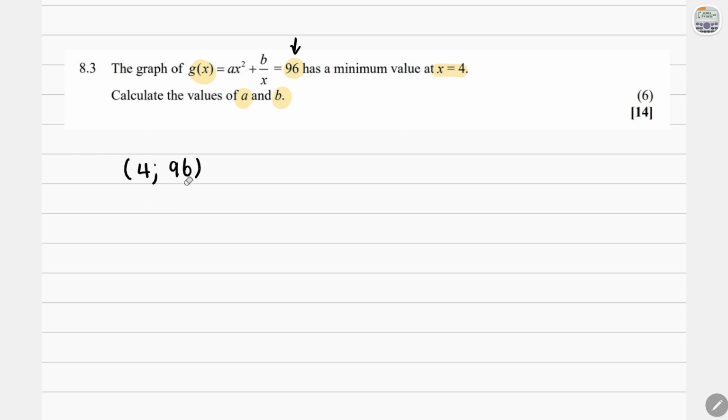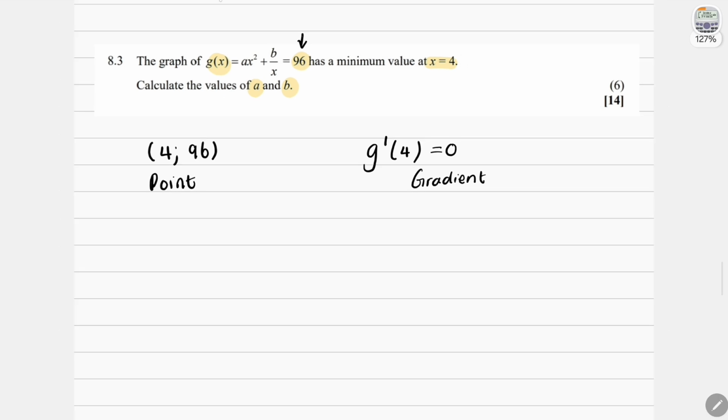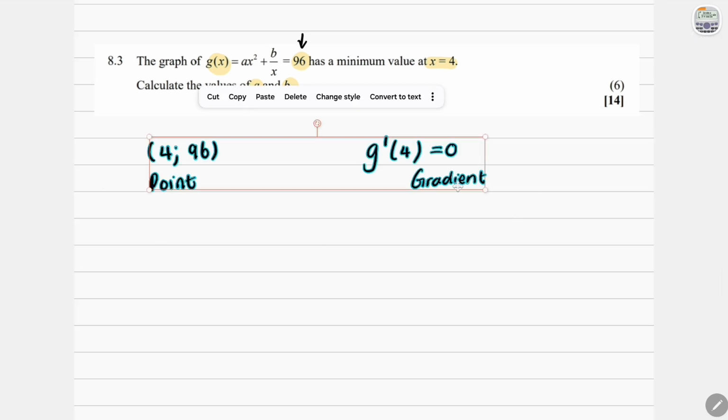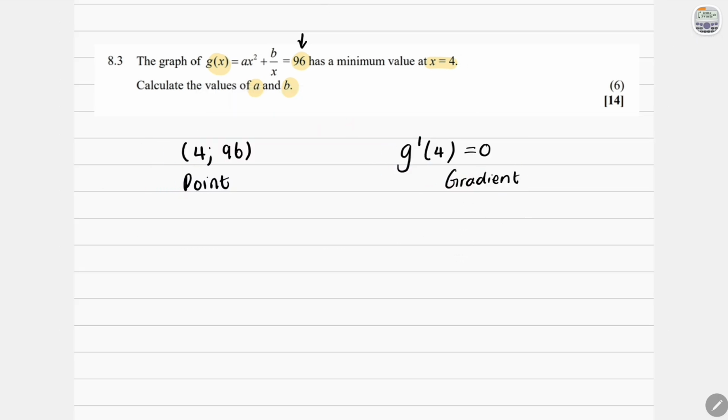So it means that we have the coordinates of x and y, and we also know that at the point where x is equal to 4, the gradient of this function is equal to 0. In other words, when we find g prime of x and then you substitute 4, that gradient is equal to 0. So these are the two pieces of information we have. We have the information about the gradient of this function, and we have information about a point on this graph. And it is just enough to find the values of a and b. Let's go.